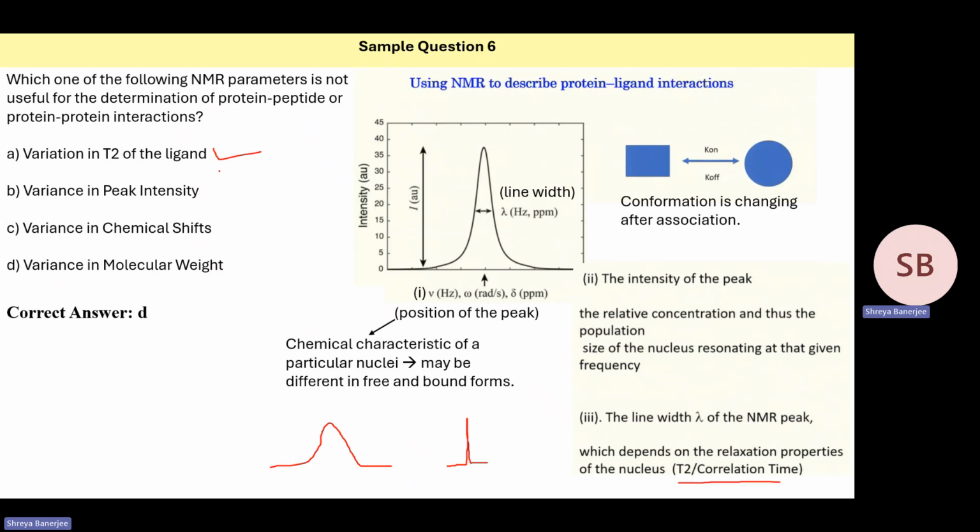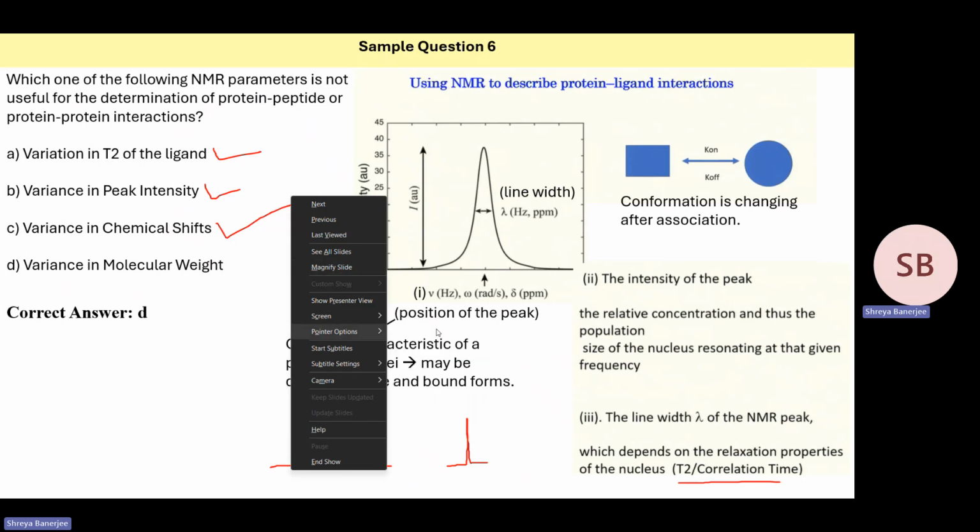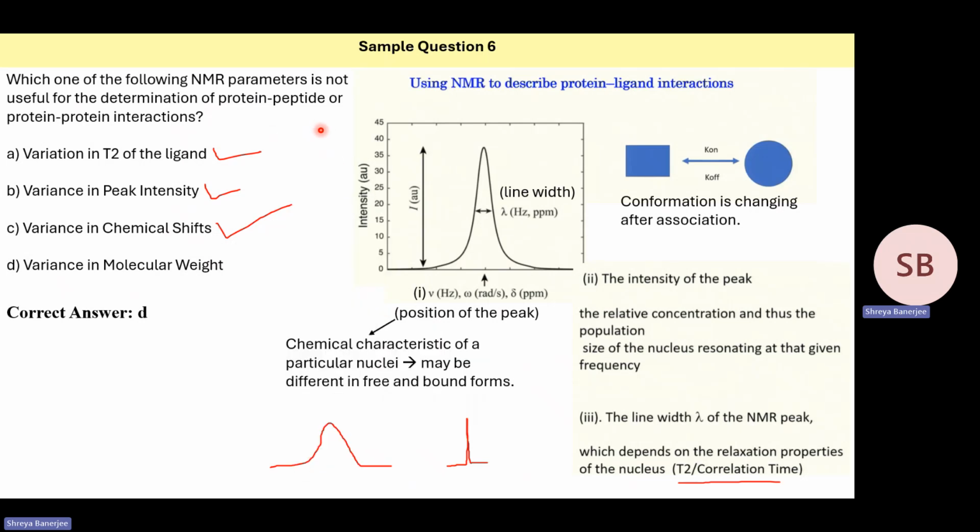So A, B, and C are all important NMR parameters that help you determine the extent of binding or interaction of protein-protein or protein-ligand. So the only one which is not useful is D, that is variance in molecular weight. So the correct answer is D.